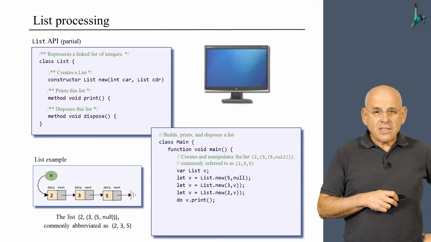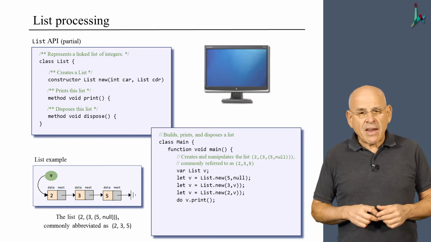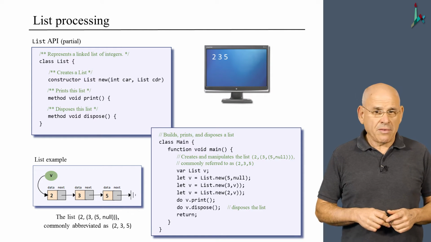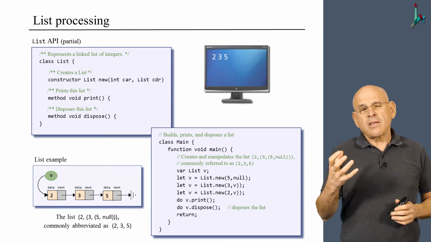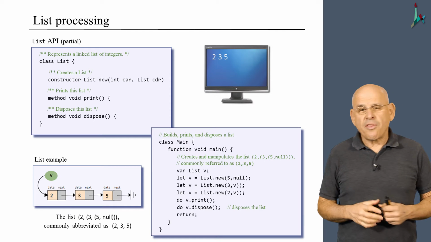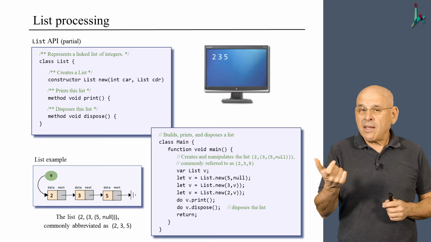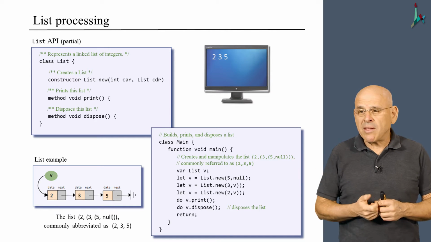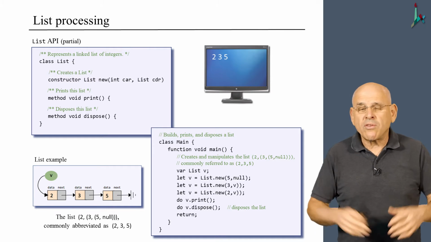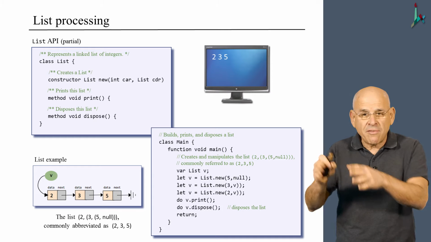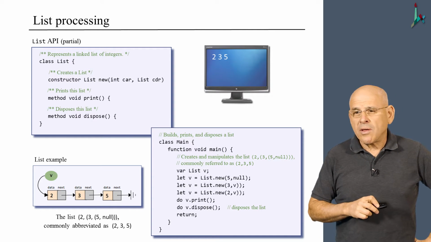Then we print the list, and when we do it, we'll see the output 235 on the screen. And finally, we dispose the list and return. So this is the client code that demonstrates the three quintessential things that we want to do with the list, which is creating it, processing it, in this case printing every item in the list, and finally, disposing it. And once again, there are many other things that you may want to do, but believe me, all of them are derivatives of these three operations, as we now go to explain.